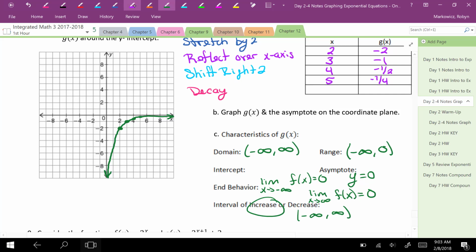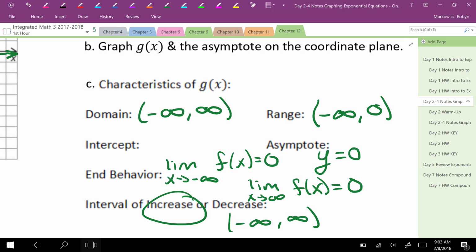Check your information up here, and then I'll go over how to find the y-intercept. Joey? Wouldn't, as x approaches negative infinity, it would be negative infinity? That is negative infinity. Oh, you put 0 for both of them, thank you. All right, questions on any of this information?